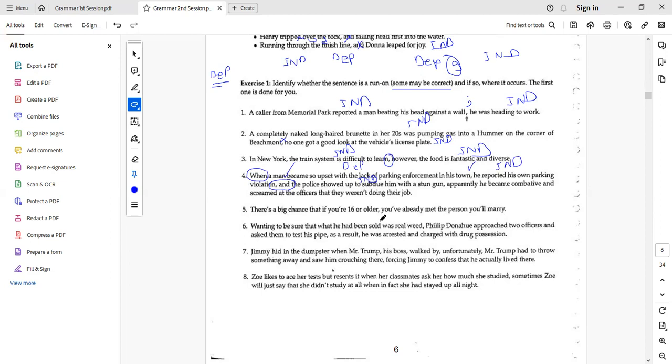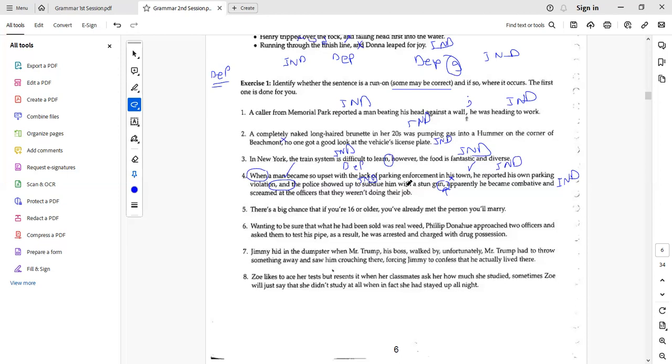طيب listen. Apparently he became combative and screamed at the officer that they weren't doing their job. This is independent. Between them, comma, only Myrna is wrong. It must be semicolon or fanboys or yes.